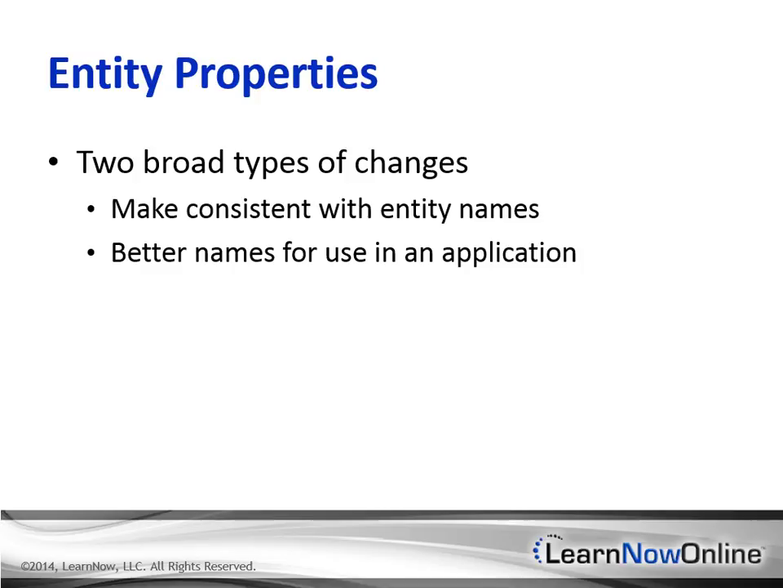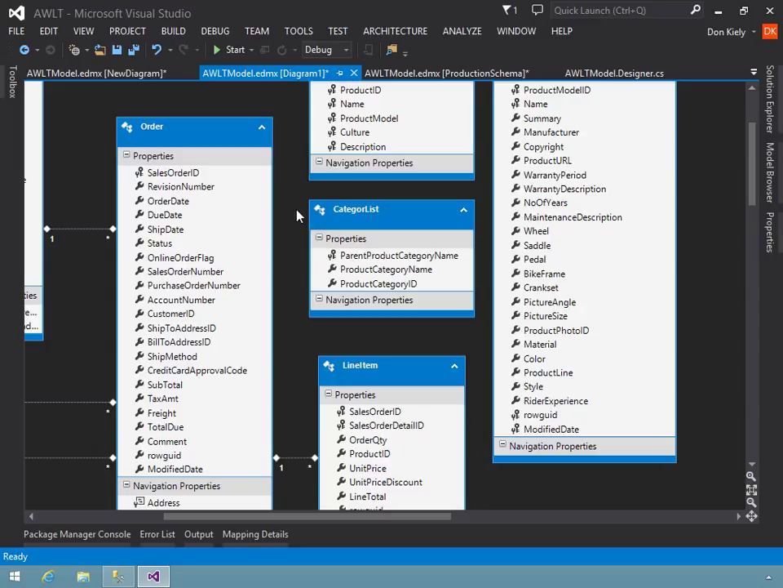So what I'm going to do now is look at entity scalar properties, and then afterwards take a look at navigation properties, because those could need changing as well. The first thing I want to do is change some property names to make them consistent with the changes to the entity names that I made. Okay, so the place I first want to start is recall that I changed sales order header to order. So in this case, for consistency, I should also change the sales order number property to just order number.